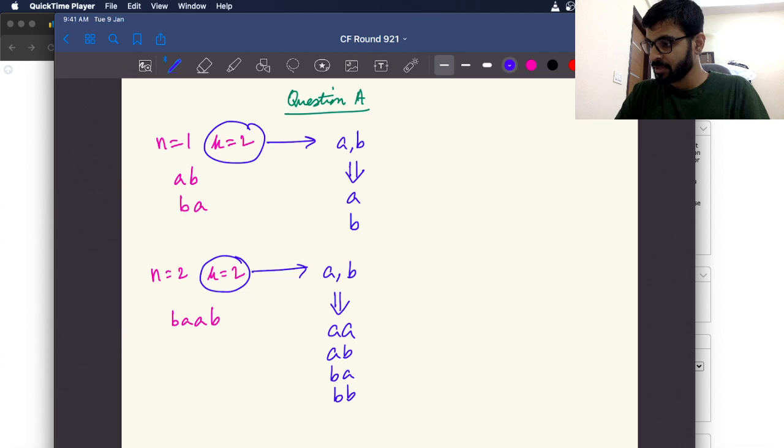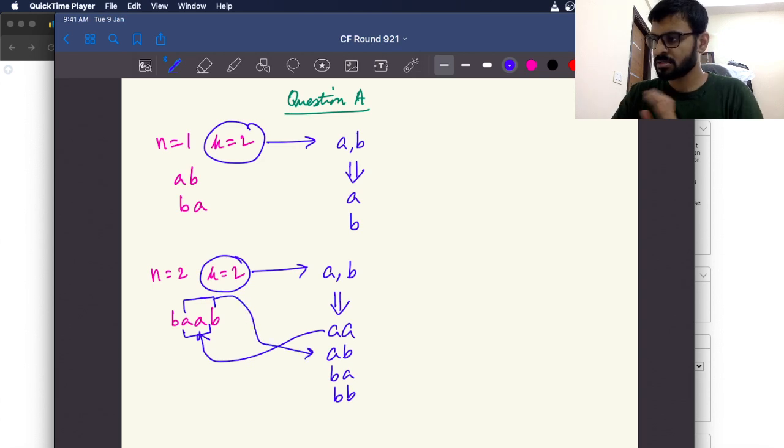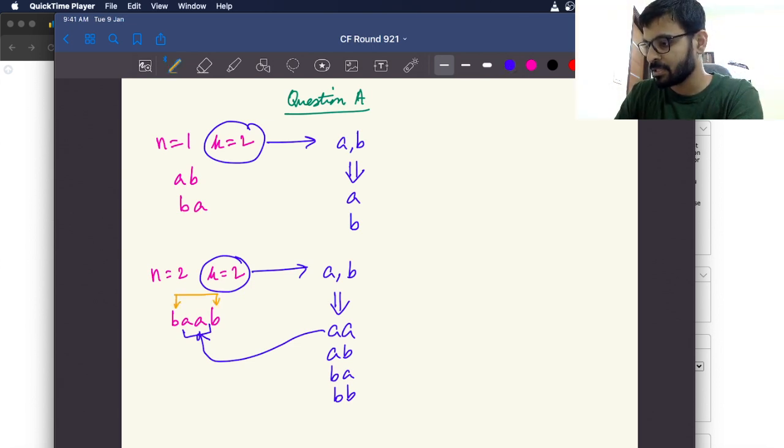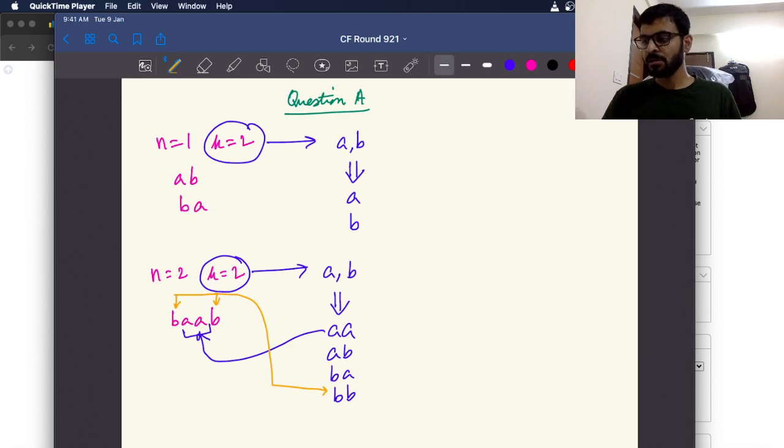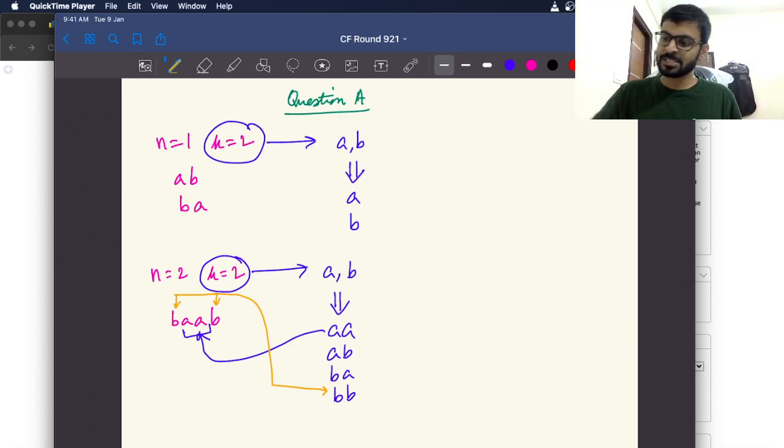So how is this satisfying? AA occurs over here. AB occurs over here. AB need not be consecutively placed. So this A and this B also forms this AB. So this is a subsequence, not a subarray. That is the difference between a subsequence and a subarray. Similarly, BA we have over here, and BB we have over here. So this B and this B. So every string that is possible with the given rule n equal to 2, k equal to 2 is present as a subsequence in this given string BAAB.